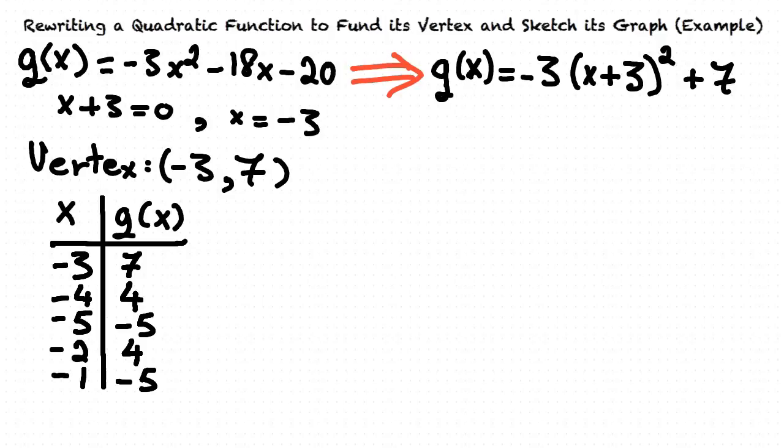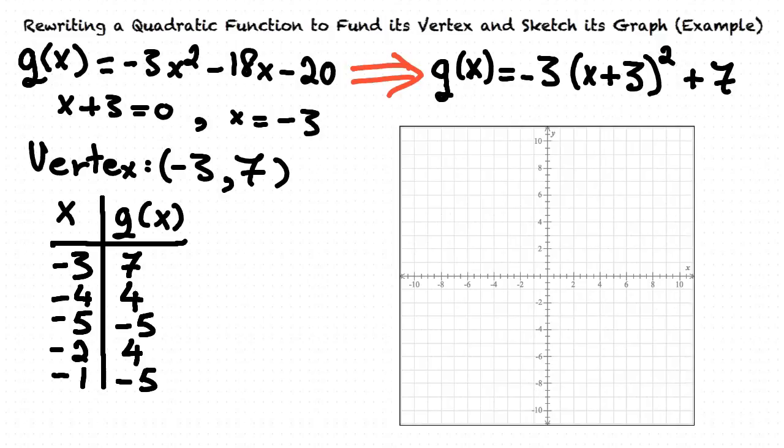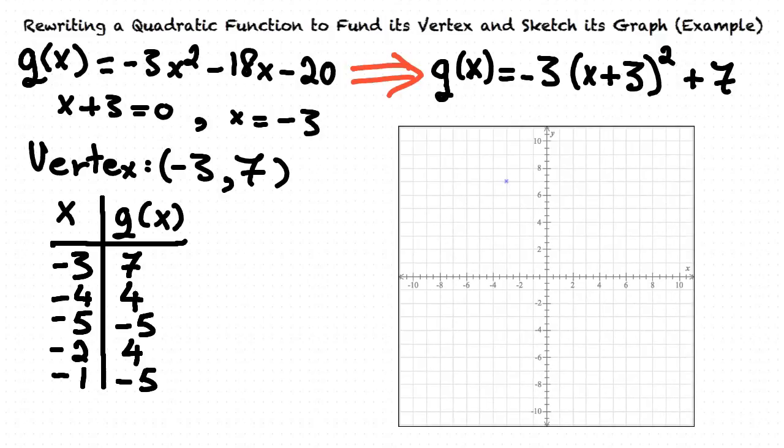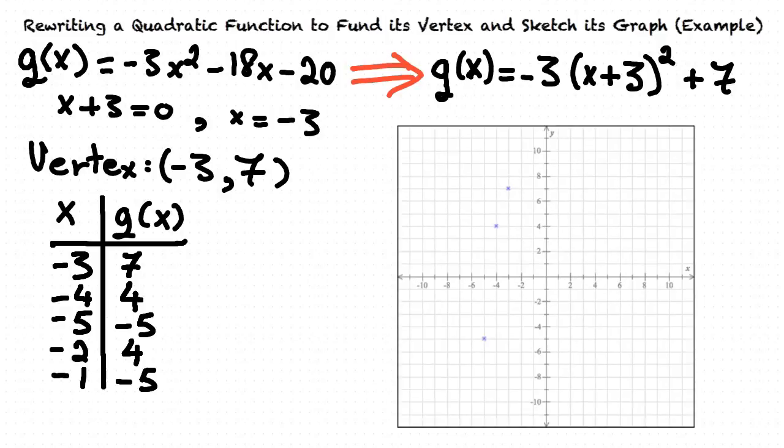Finally, let's plot these points on a graph. We can start off by plotting the vertex, (negative 3, 7). Now let's plot our two smaller values, (negative 4, 4) and (negative 5, negative 5). And finally, we can plot our last 2 points, (negative 2, 4) and (negative 1, negative 5).